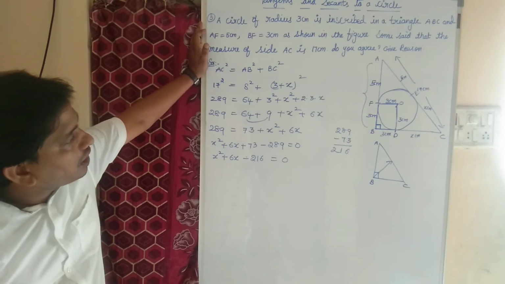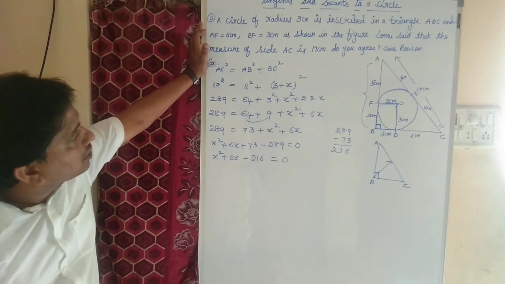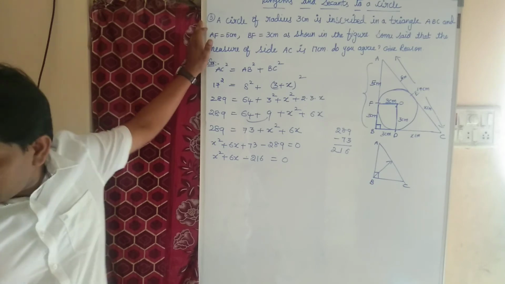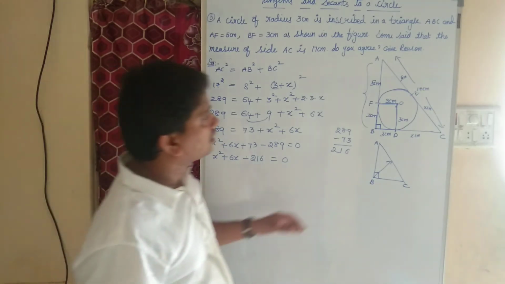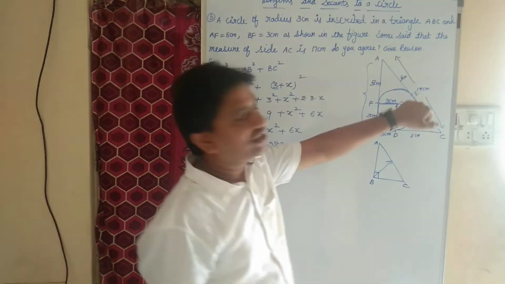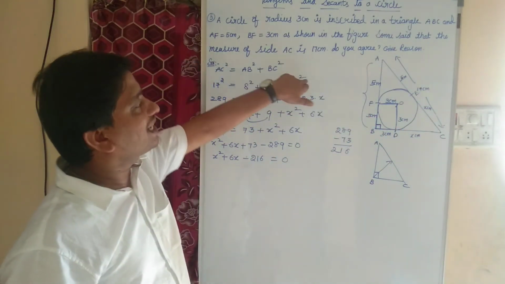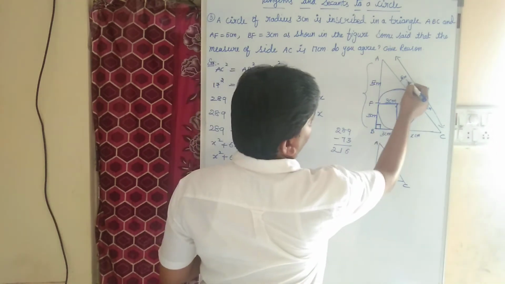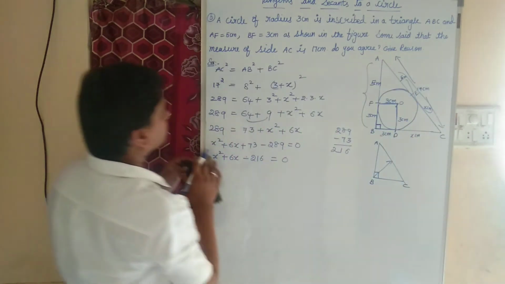AC square equals AB square plus BC square. AB how much? 5 plus 3, 8. So children, we did wrong here. AC how much? As it is not given, we need to show that AC is 17. AC is (5 plus x) whole square, children.